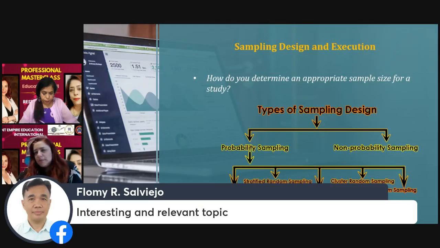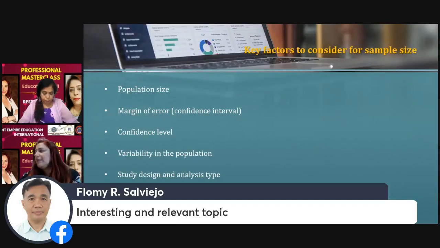Now, how do you define an appropriate sample size for a study? So the sample design and execution is something very important, and this depends on several factors that balance accuracy, resources, and study goals. So what are the key factors? First, if the population is small, then you might need a larger percentage of it. For very large populations, the size stabilizes and doesn't increase much beyond a point.